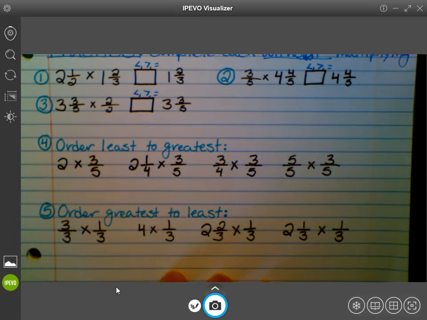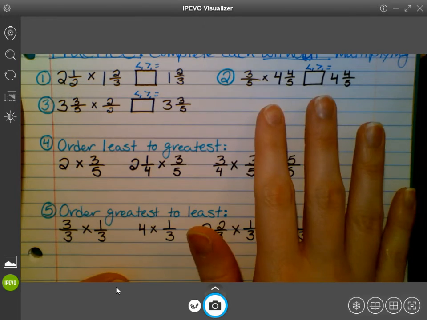And I'm going to keep my hand on the page so that it stays bright. Come on, there we go.